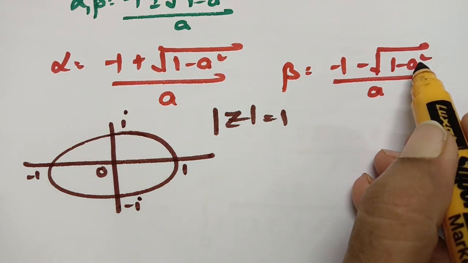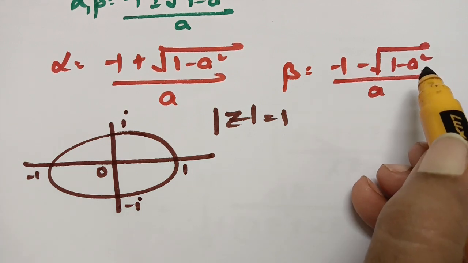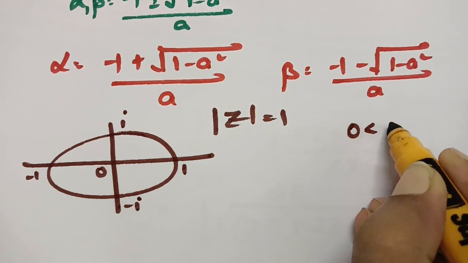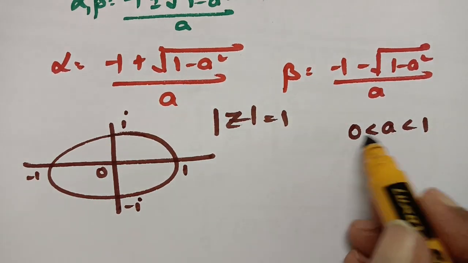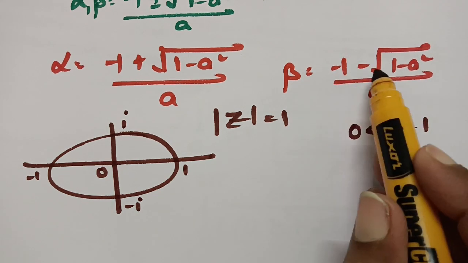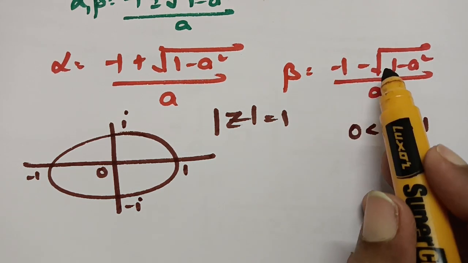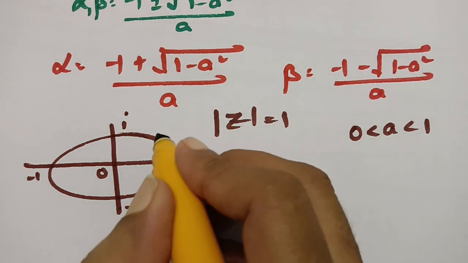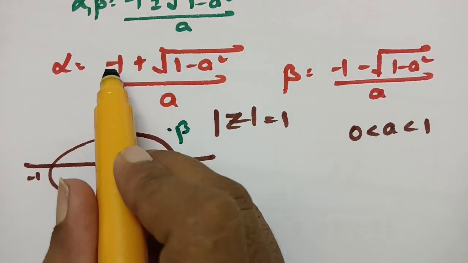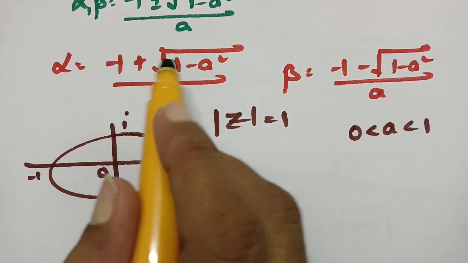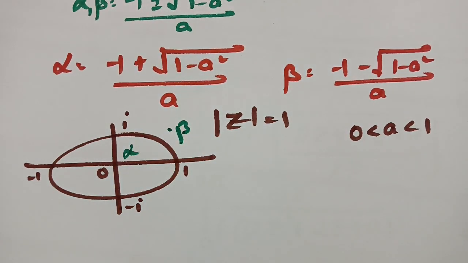Here a is greater than 0, so 0 is less than a, and a is less than 1. So this value is in between 0 and 1. If I take 0.9 something, then beta will be minus 1 minus something, which is greater than 1 in magnitude. Therefore beta lies outside the circle. And for alpha, minus 1 plus something, again the subtraction, so alpha will be inside this circle. So we have to find the residue for this pole.